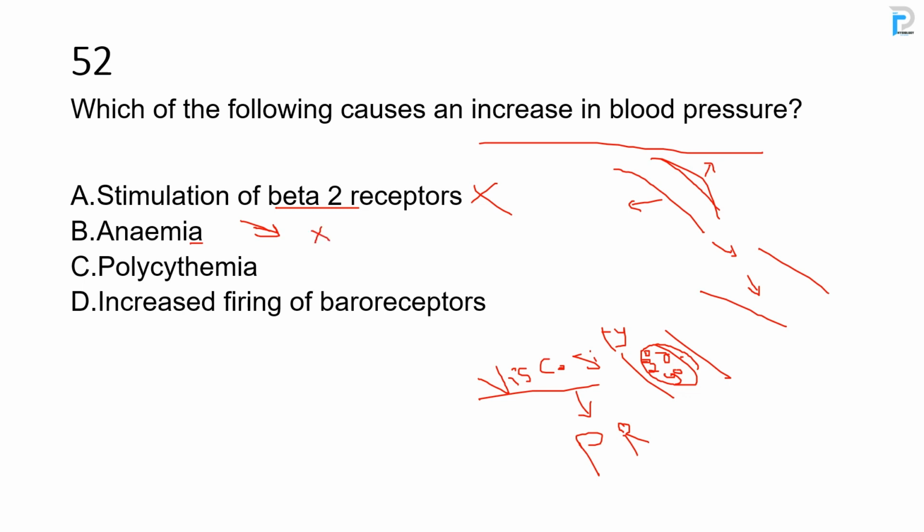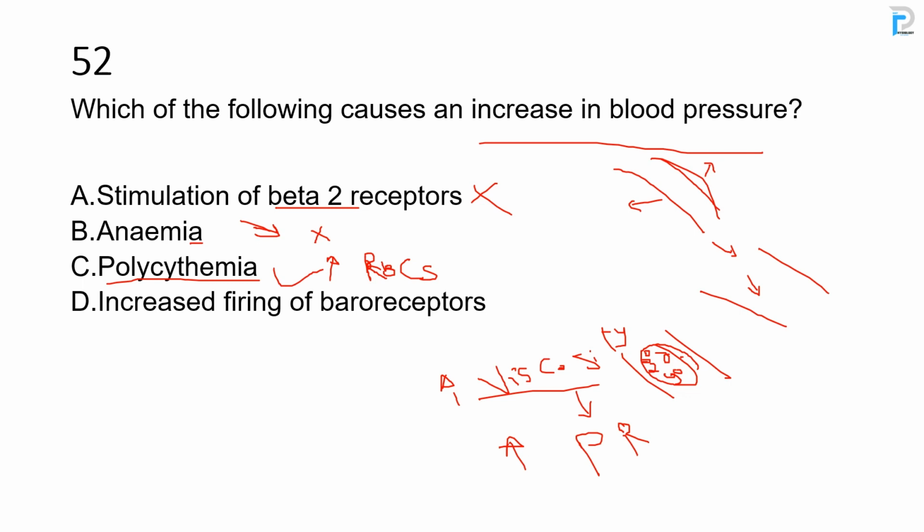Polycythemia is the opposite of anemia. Polycythemia means an increase in the number of RBCs. Red blood cells increase, so blood viscosity increases. Increased blood viscosity means peripheral resistance increases. So this is the correct answer.